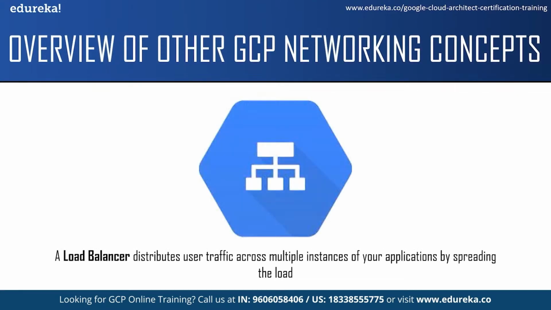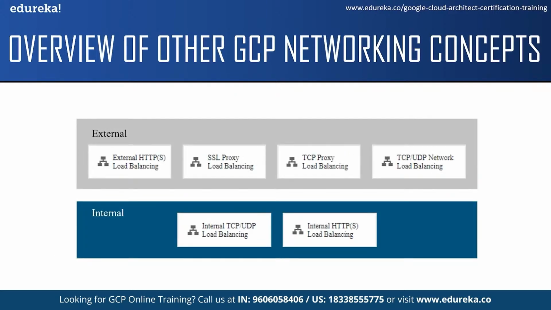Basically, a load balancer distributes user traffic across multiple instances of your application. By spreading the load, load balancing reduces the risk that your application experiences performance issues. Google Cloud offers 6 types of load balancers, which are external HTTPS load balancing, SSL and TCP proxy load balancing, external TCP/UDP network load balancing, internal HTTPS load balancing, and internal TCP/UDP network load balancing.